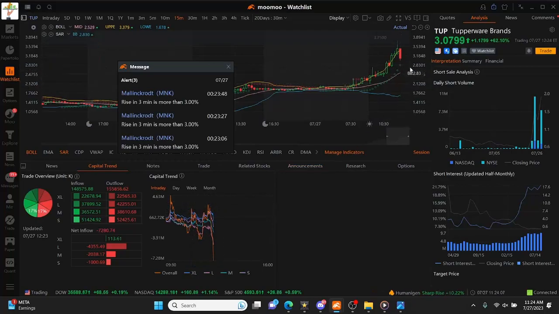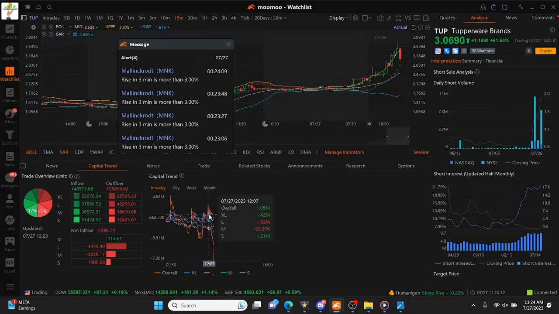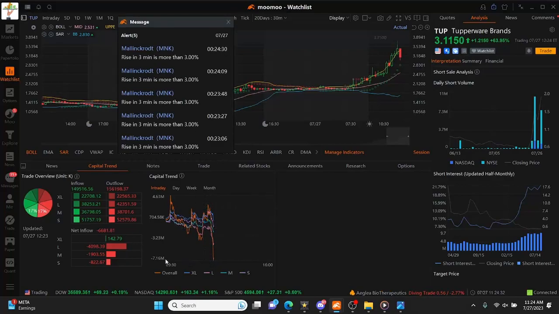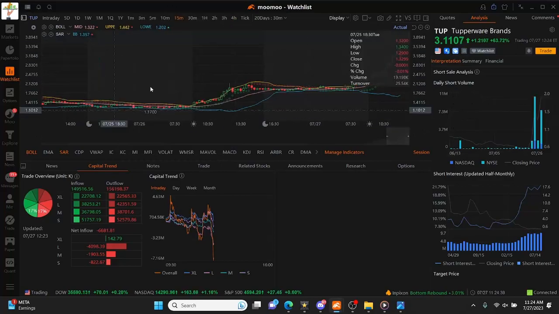But as you guys can see here, we're currently facing retracement here in TUP. But what we want to look at is that the outflow is starting to pick up. That is a sign and symbol of shorting going on. We do see the inflow on the extra large scale is currently pointing to inflow, ladies and gentlemen, 142. That is a very great sign. But that huge outflow on the small scale, which represents retail investors, shows they are locking in gains for sure.